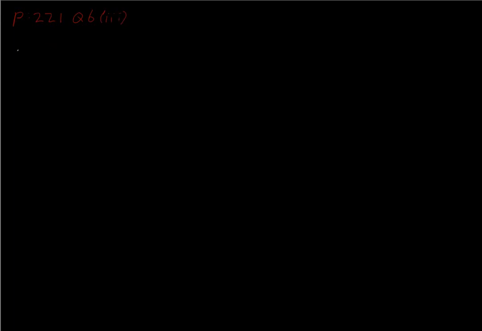So in question 6 part 3 we have x multiplied by 4x squared minus 5x minus 2, minus 4x plus 6. Now let's have a look at what we're able to do here.